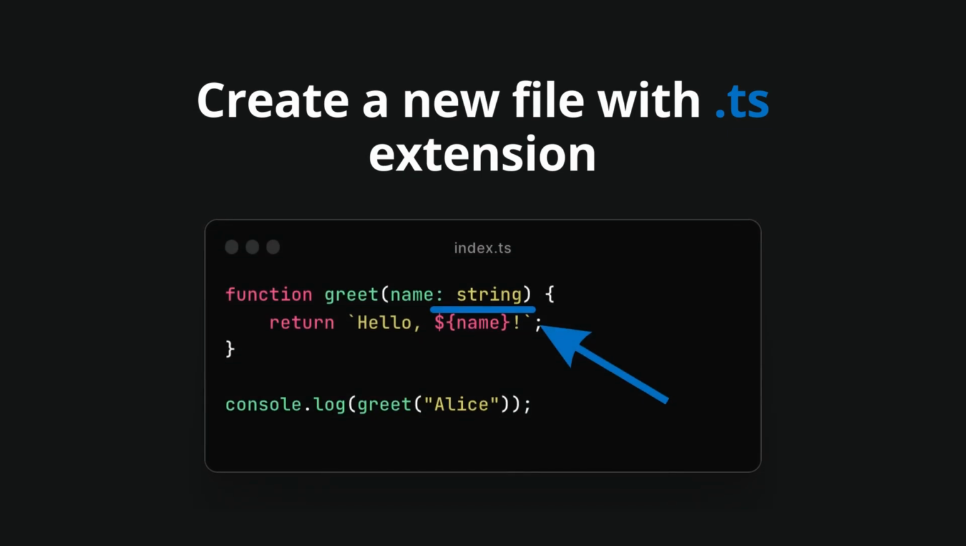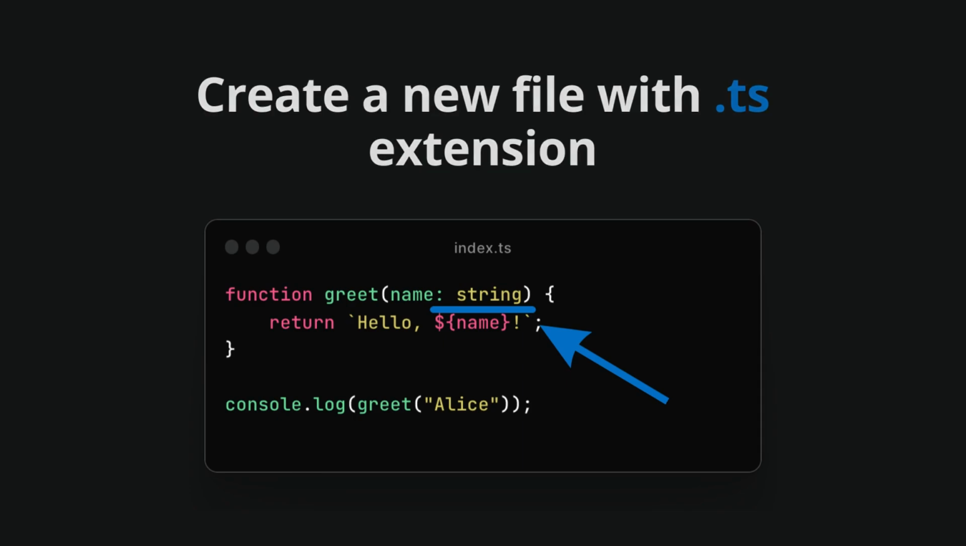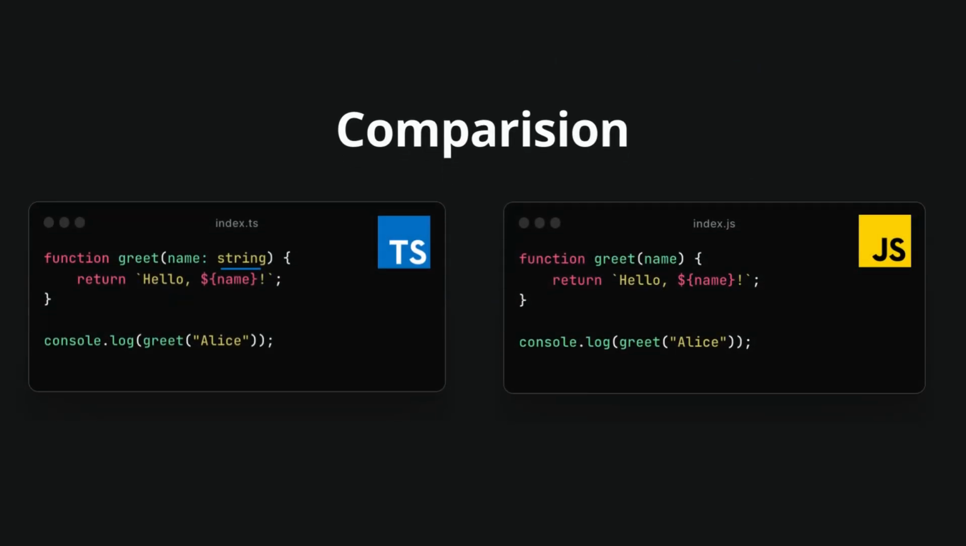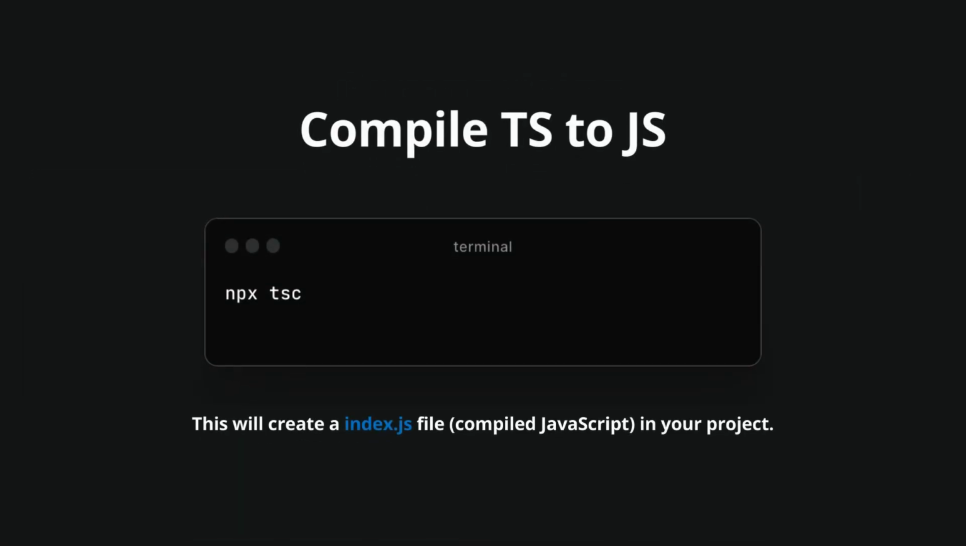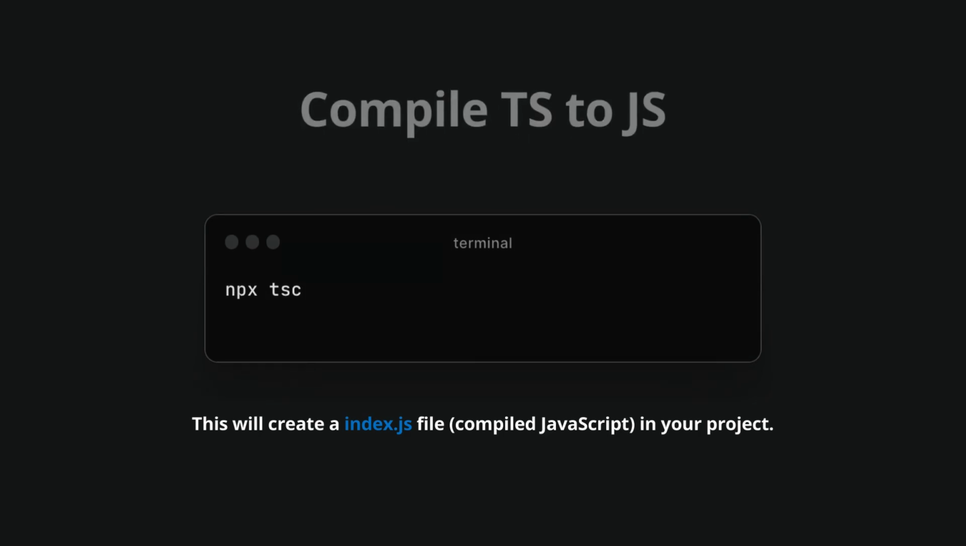Now, we can create a TypeScript file, the same as JavaScript but with .ts extension. In this example, you can see the difference, which is the typing of variables. Function greet has a variable name as a prop, which should always be a string. Compiling TypeScript to JavaScript is done with the npx tsc command, which creates an index.js file in a project.